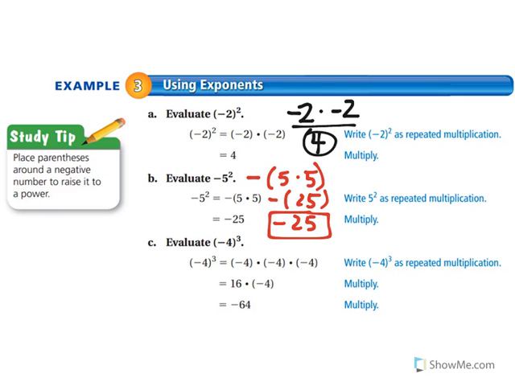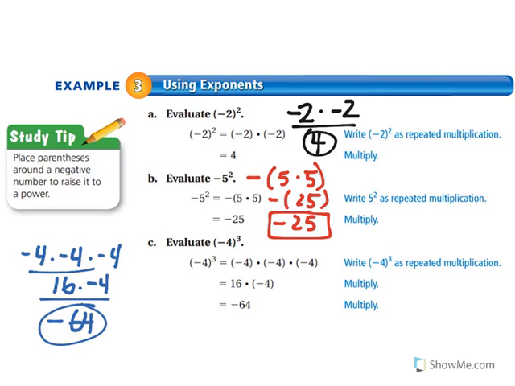All right, for part C, we have negative 4 to the third power. So basically, it's negative 4 times negative 4 times negative 4. So I know the answer is going to be negative because there's 3 negative signs. So let's just do 4 times 4 times 4. Negative 4 times negative 4 is 16 times negative 4. And then I'm going to get negative, and then 4 times 16 is 64. So we got negative 64.